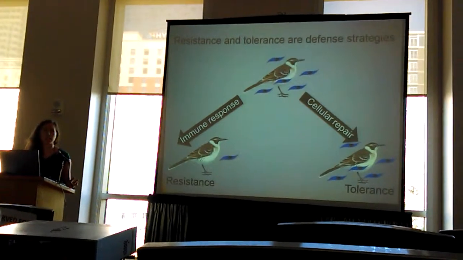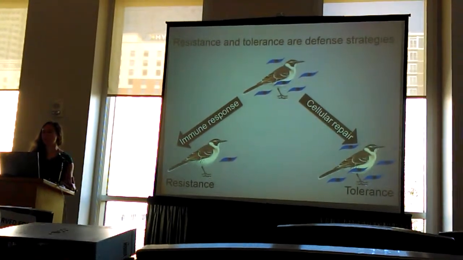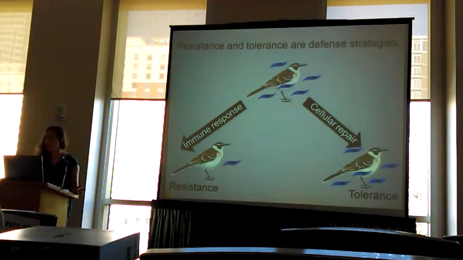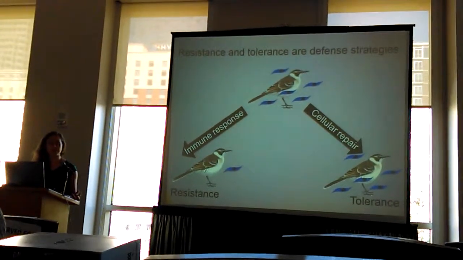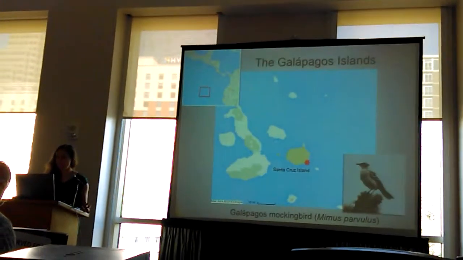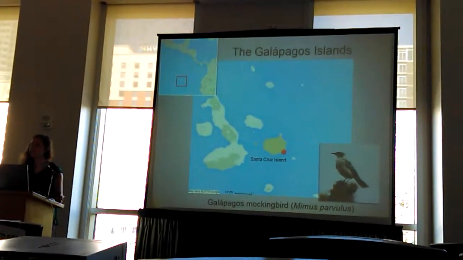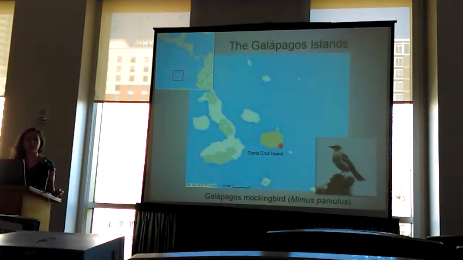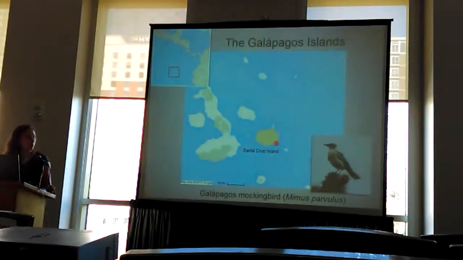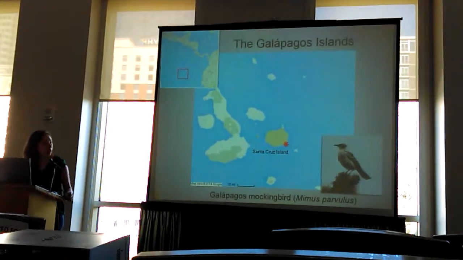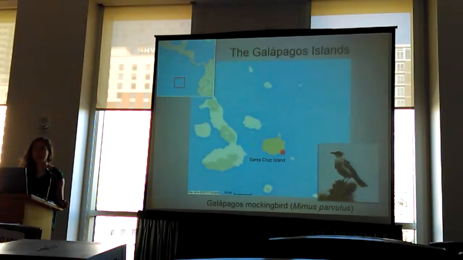However, there's still a lot to learn in terms of what the particular mechanism of defense might be in any system, and also what resources are required to mount an effective defense. I'm studying tolerance in the Galapagos mockingbird, which is an endemic bird found in the Galapagos Islands off of the coast of mainland Ecuador. We work on Santa Cruz Island in the middle there, at a site along the coast indicated by the red star.